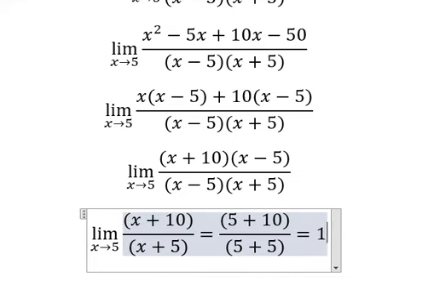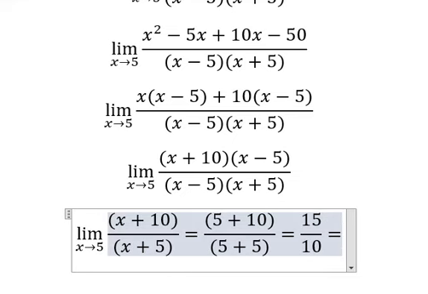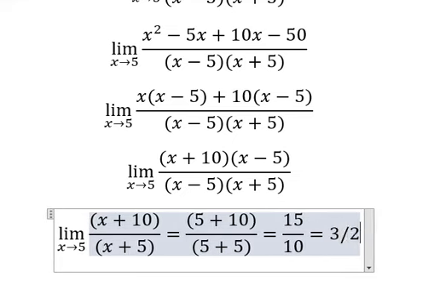So we have 15 over 10. So we have 3 over 2.